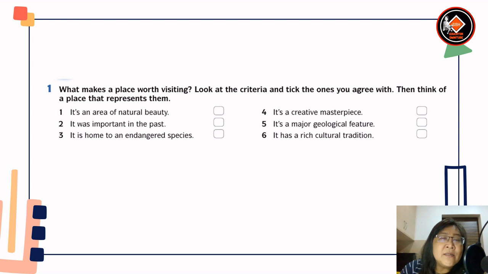The first exercise, what makes a place worth visiting? Look at the criteria and tick the ones you agree with. Then think of a place that represents them. So here you can write your own answers.